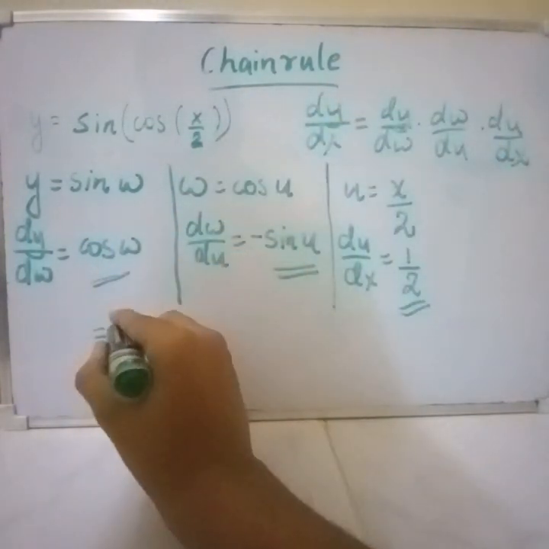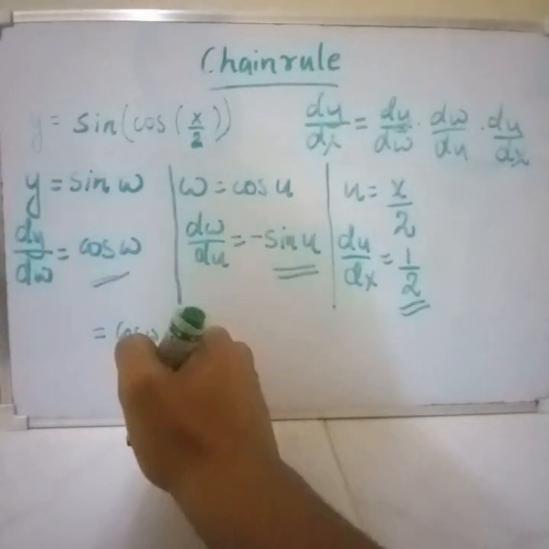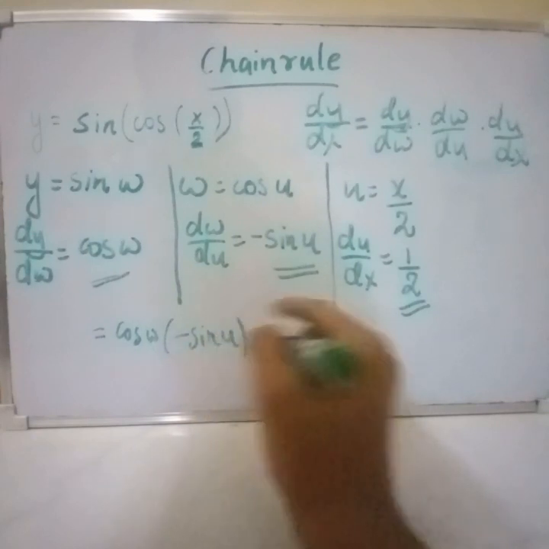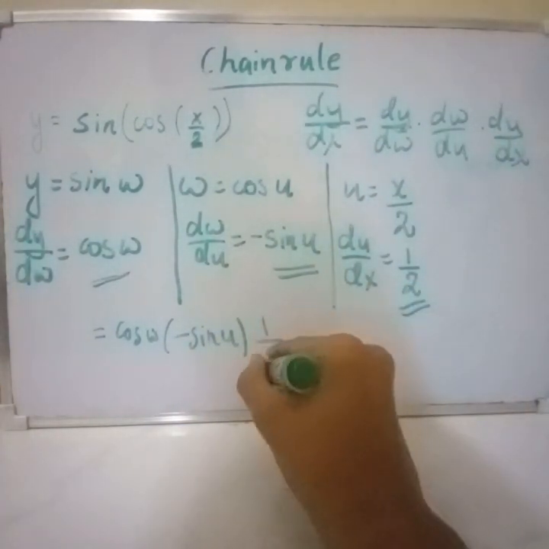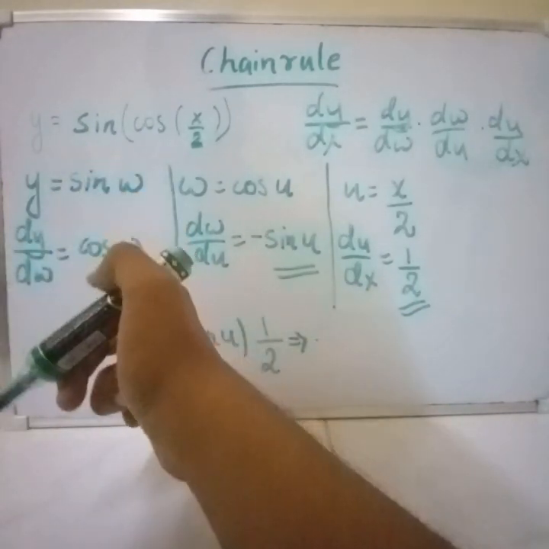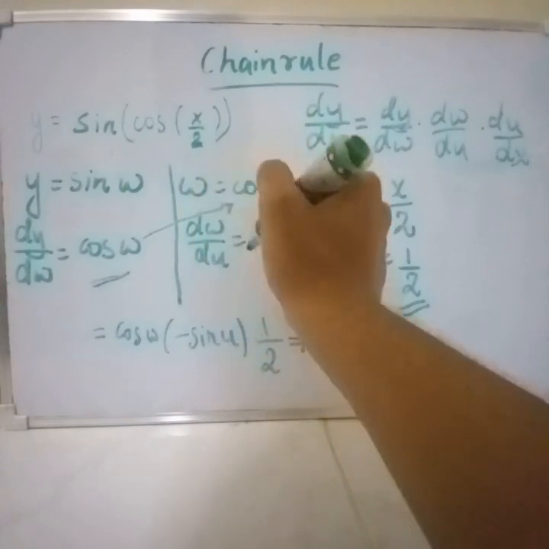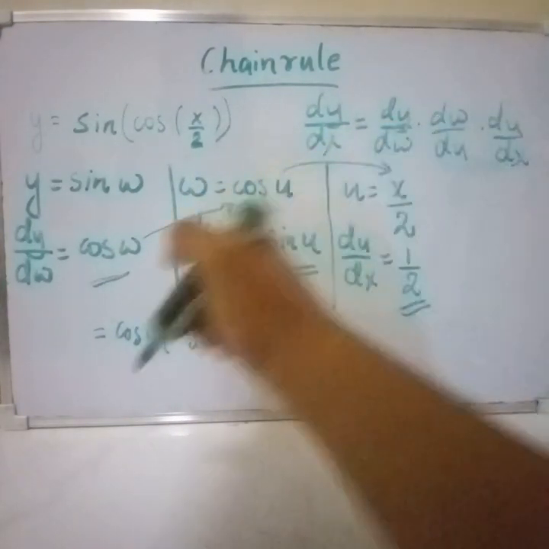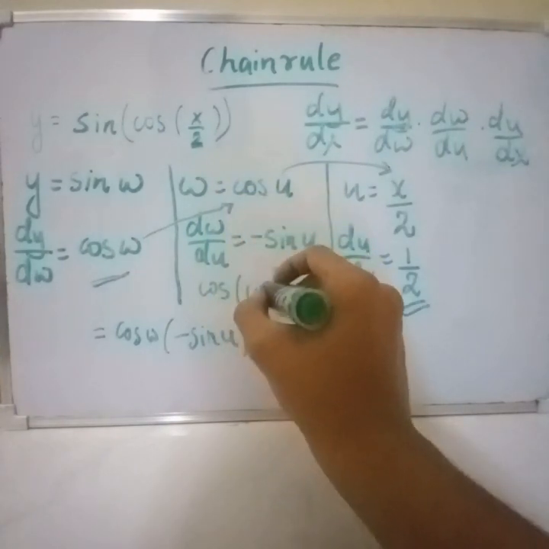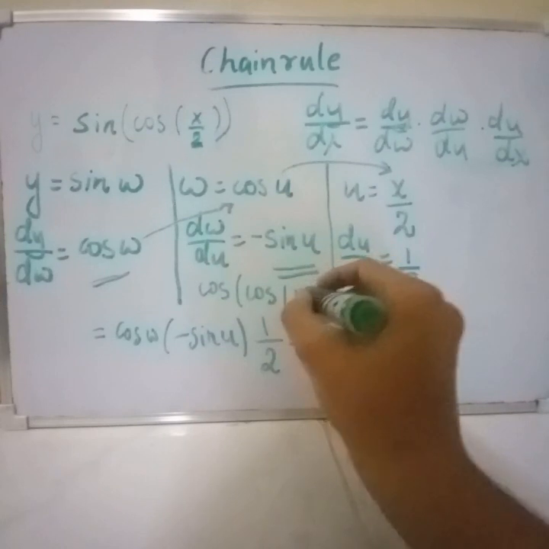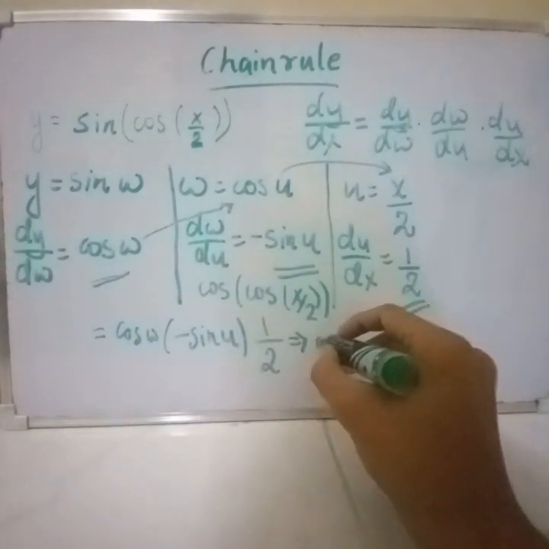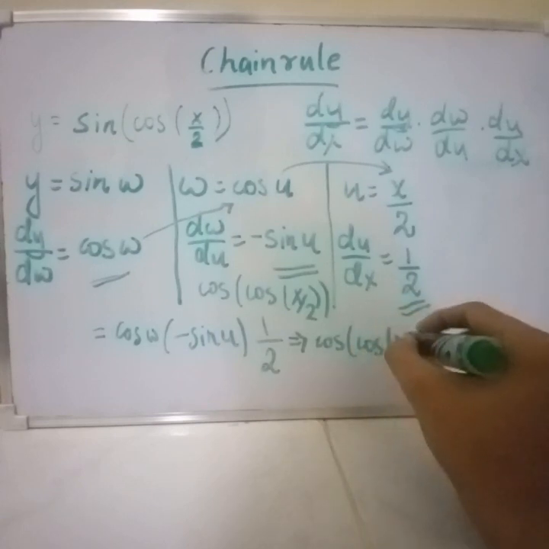So dy by dw first, it will be cos w. Then dw by du, it's minus sine u. Then du by dx, it's half. Instead of w, what is our w here? It's cos u, and instead of u, you can write it as x by 2. So our cos w will be cos of cos u, but instead of u it's x by 2. So instead of cos w, you can write it as cos of cos x by 2.